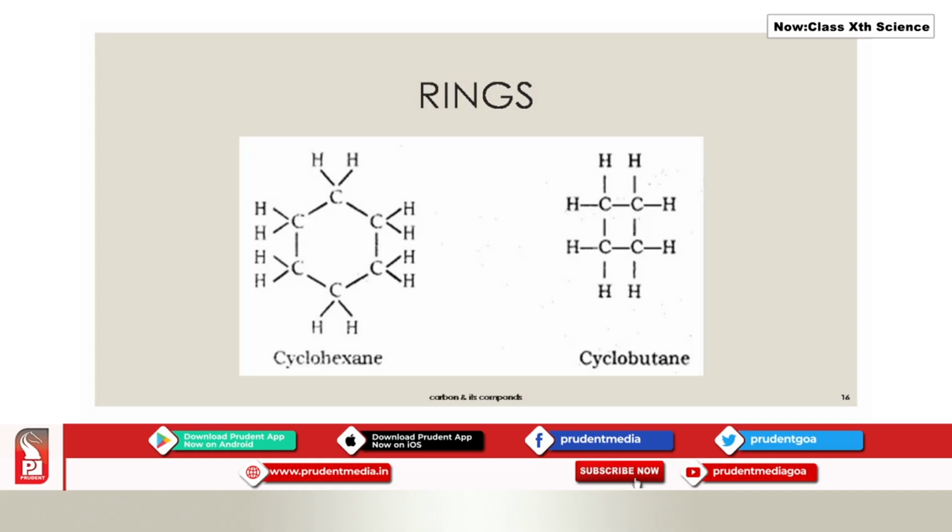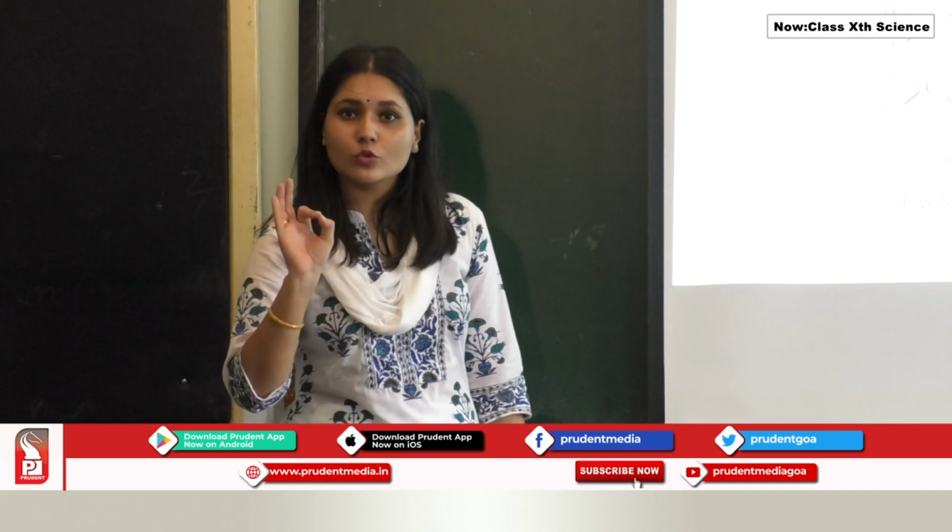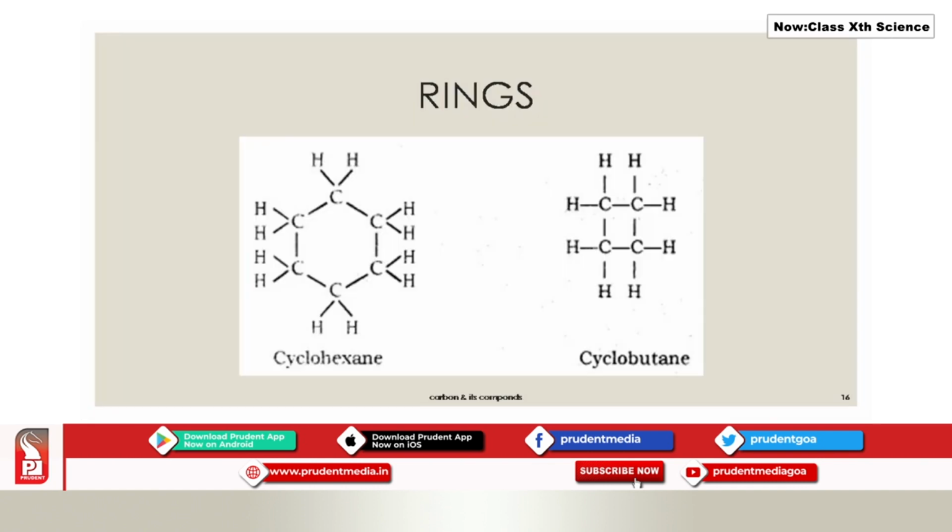You can see there are 6 carbon atoms, 1, 2, 3, 4, 5 and 6. And remember students that carbon has to follow tetravalency. So each carbon is bonded, there are 4 bonds around a carbon atom, 1, 2, 3 and 4. Each carbon is attached to 2 other carbon atoms and to 2 hydrogen atoms.